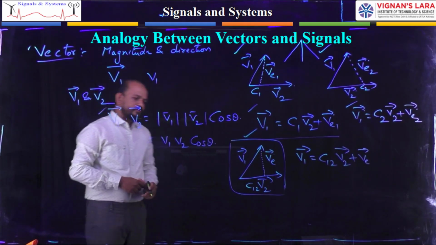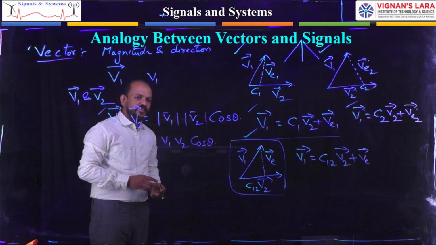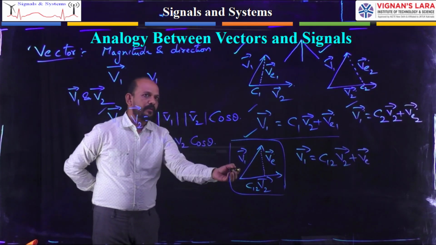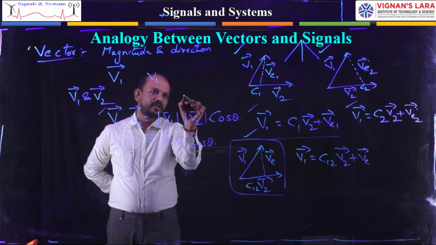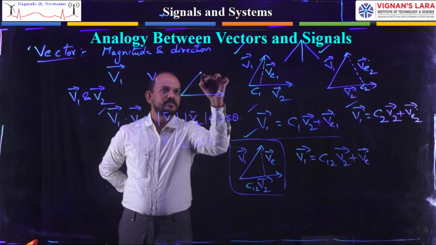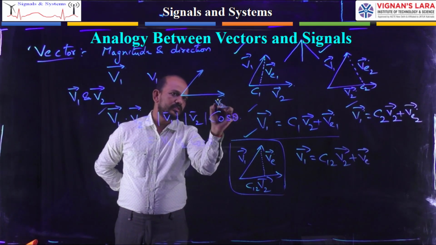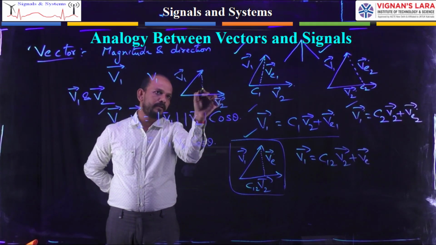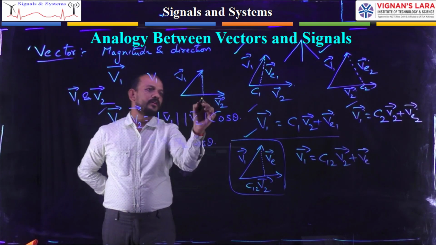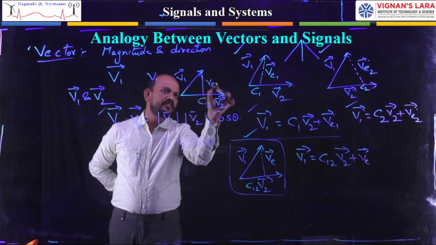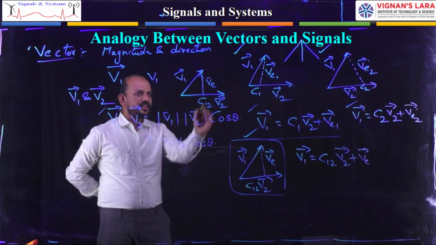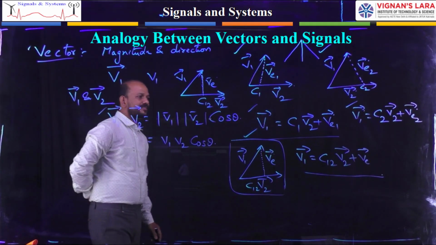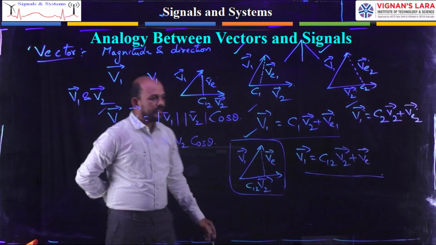Now, what is the component of V1 along V2 in this diagram? I am rewriting the diagram again here. So this is V2 bar, this is V1 bar. I am drawing a perpendicular line. Consider this as C12 and this is VE bar. For this, the equation is V1 bar equal to C12 V2 bar plus VE bar. So this is the equation.